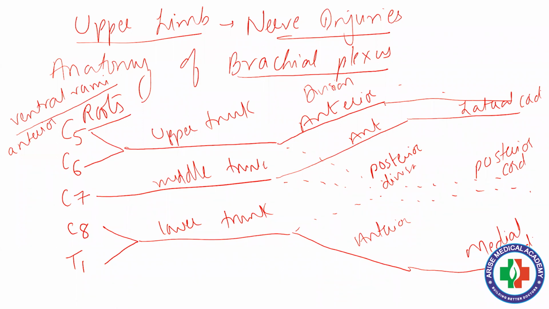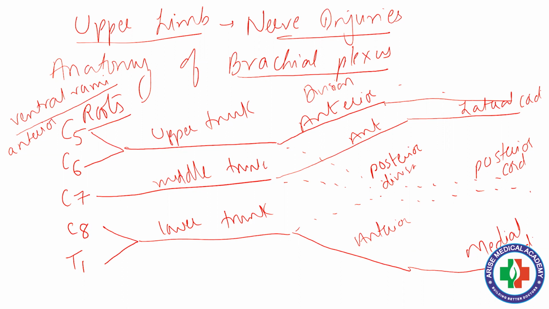Once again, the naming of the cords is different from the naming of the trunks. In the cords, we have a lateral cord, posterior cord, and a medial cord. In the trunks, we have an upper trunk, middle trunk, and a lower trunk. So please differentiate these things. If you understand the names, it is easy. If you confuse the names, you think there is an upper cord, but there is no upper cord. There is no lower cord. Once you understand the names properly, brachial plexus is an easy topic to do.